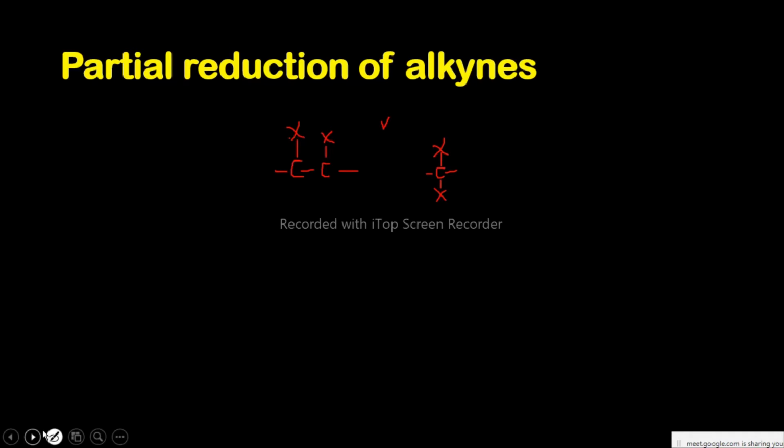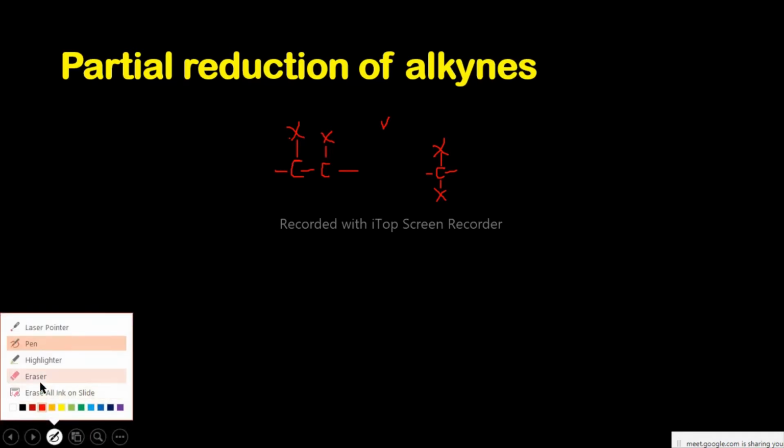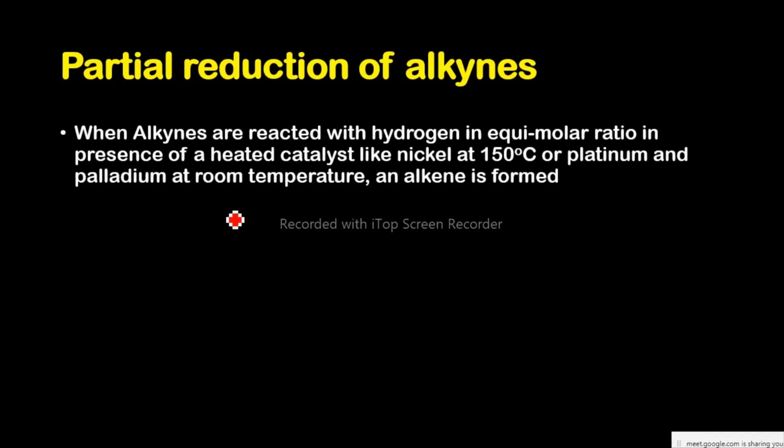And how do we do it? Let me first clean the board, since it's the teacher who cleans the board. Students don't want to. So when we partially reduce alkynes, alkynes have a triple bond. But we can partially reduce that triple bond with hydrogen atoms, two of them, to form a double bond.